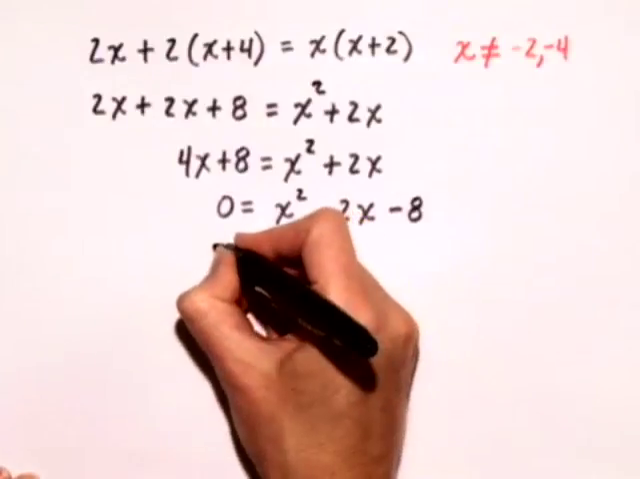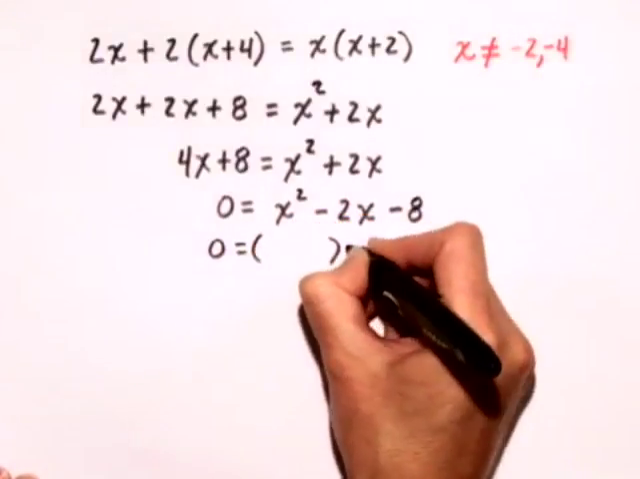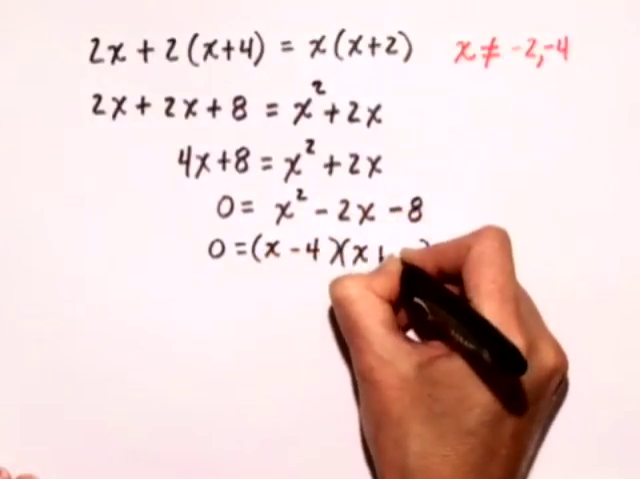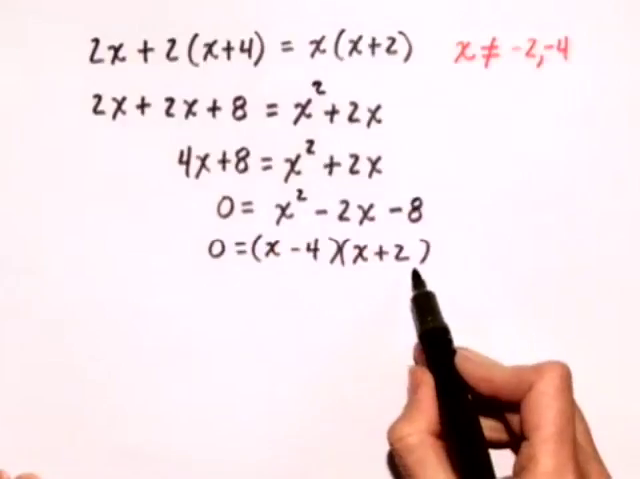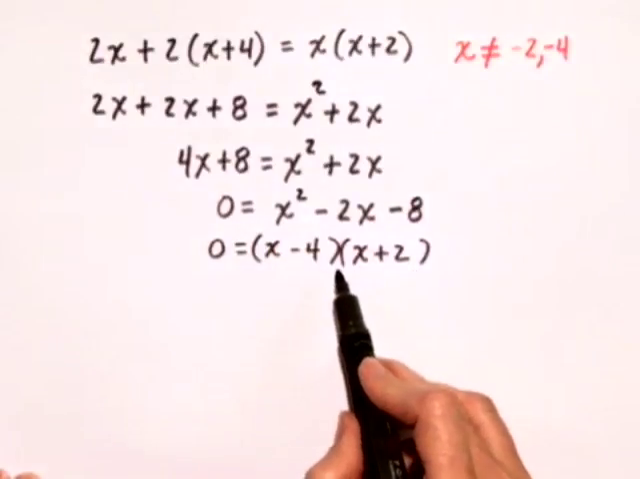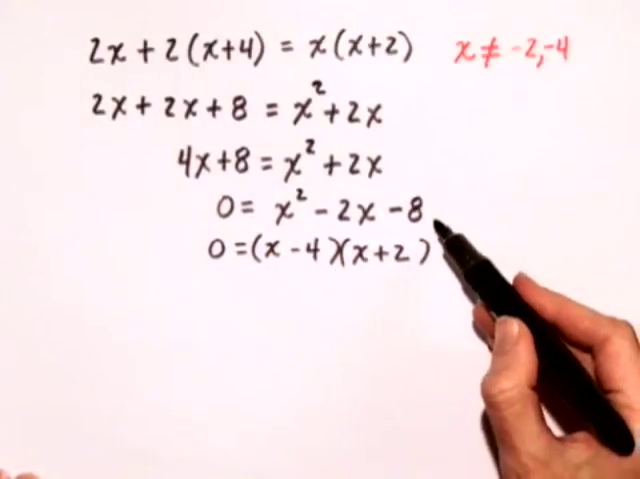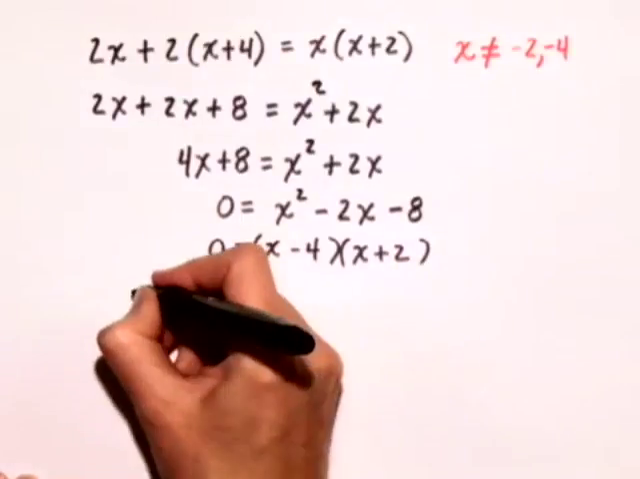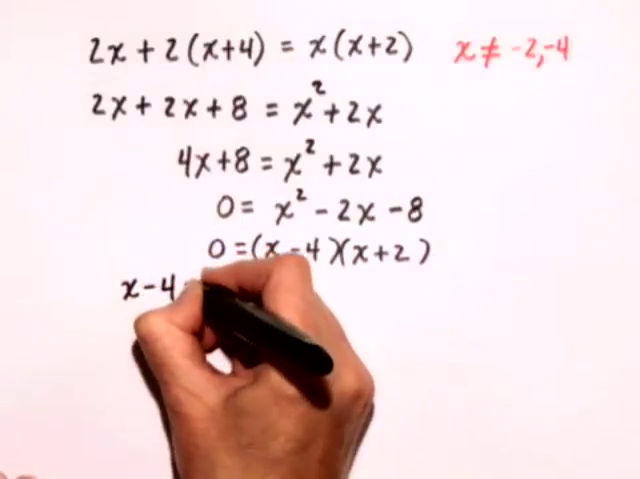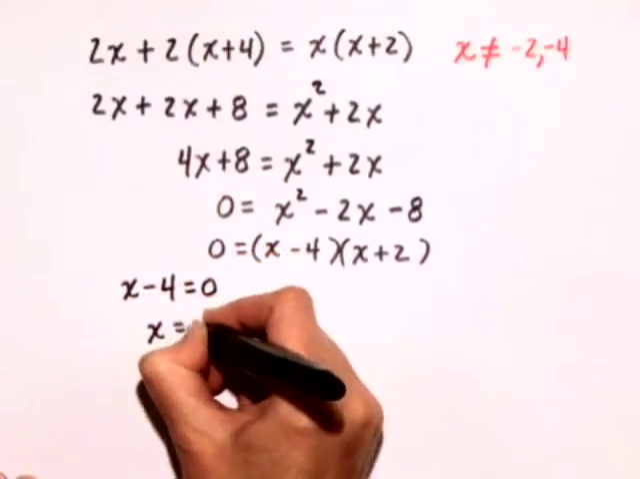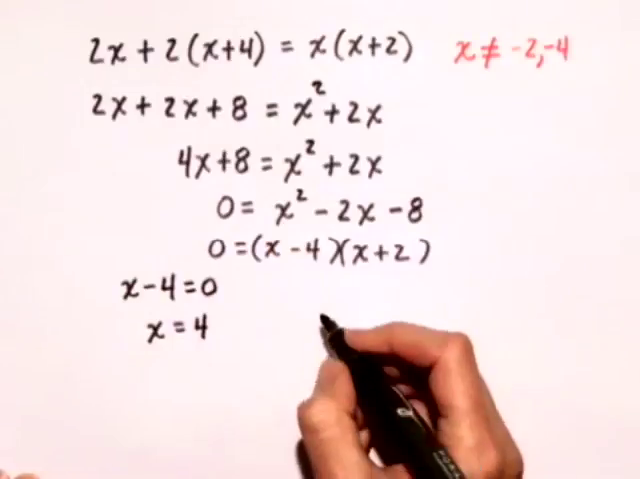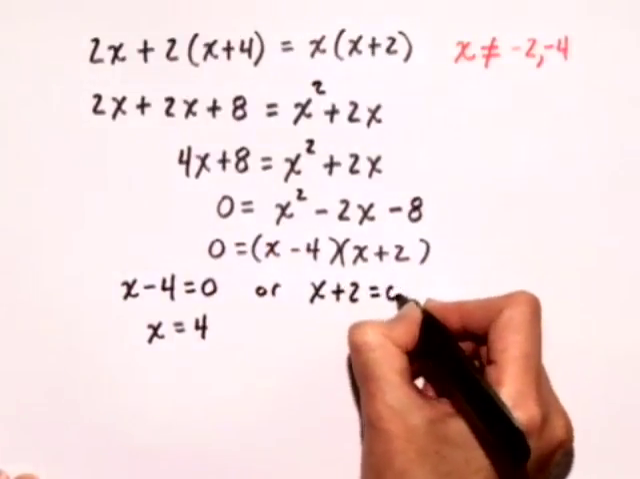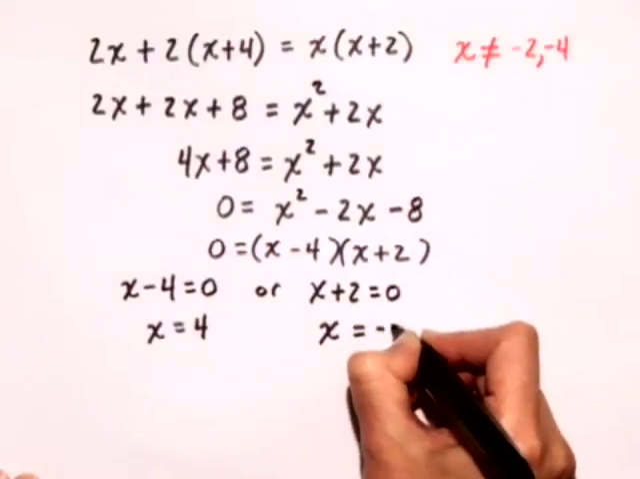Now this will factor nicely. I'll have 0 equals, I'll set up my parentheses. Looks like x minus 4 times x plus 2 is the proper factorization. It's always a good idea, once you factor, to check to make sure that you factored it properly. So we've now set each of these factors equal to 0. If I set x minus 4 equal to 0, I'll get the solution x is equal to 4. Or if I set x plus 2 equal to 0, I'll get the solution that x is equal to negative 2.